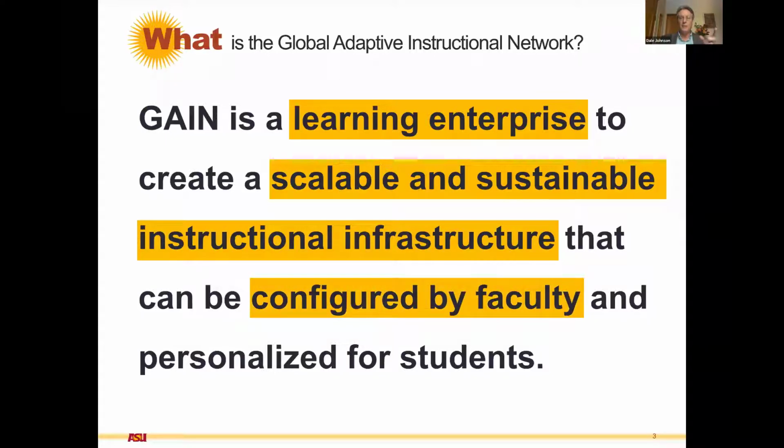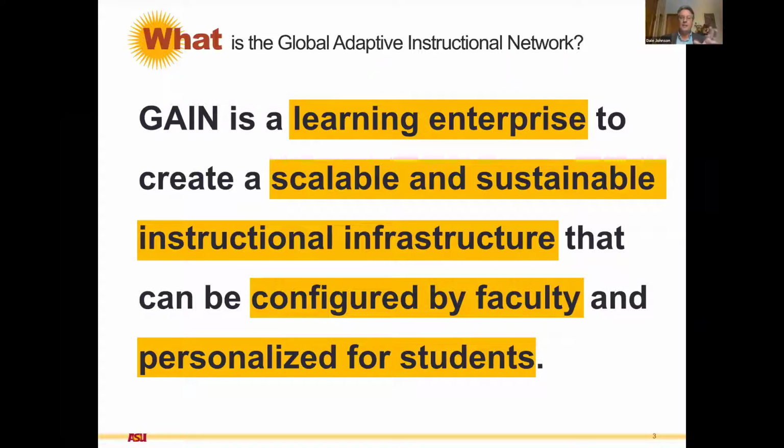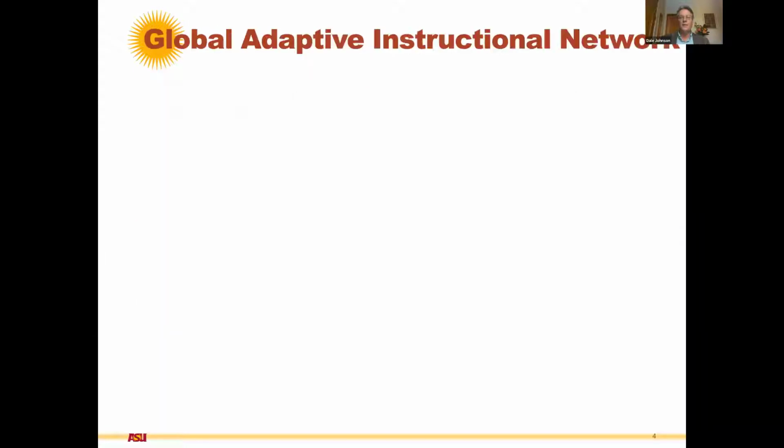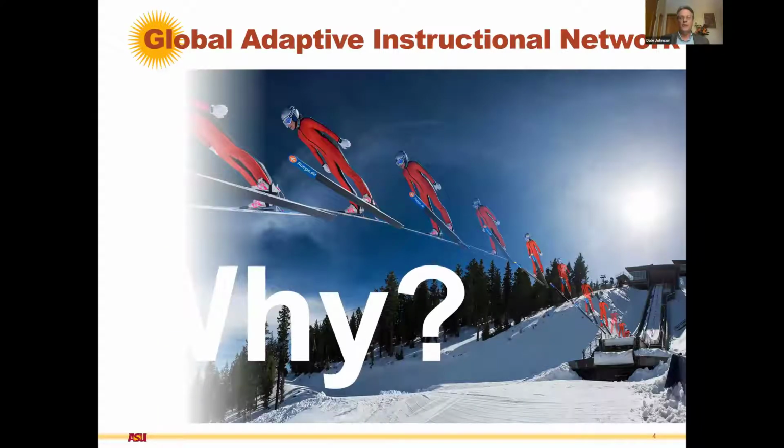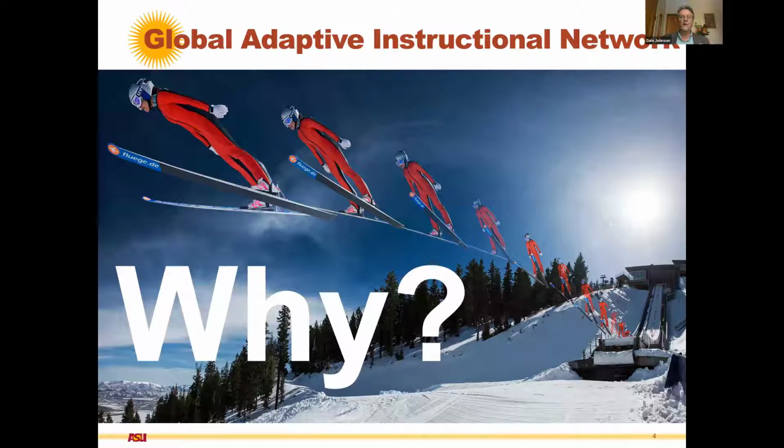And what we really want to do is enable faculty to configure this network and use the network to personalize instruction for students. So that is the essence of what I'll be talking about today, and I'll riff off of this throughout. I really want to talk first about why we would want to embark on this global adaptive instructional network. Why would anyone throw themselves off a large mountain and go airborne at high speed?